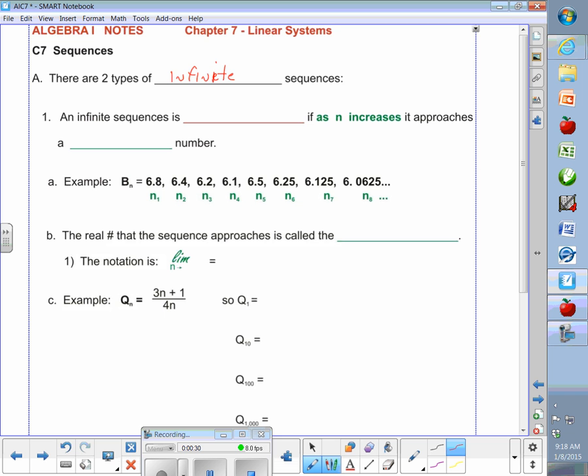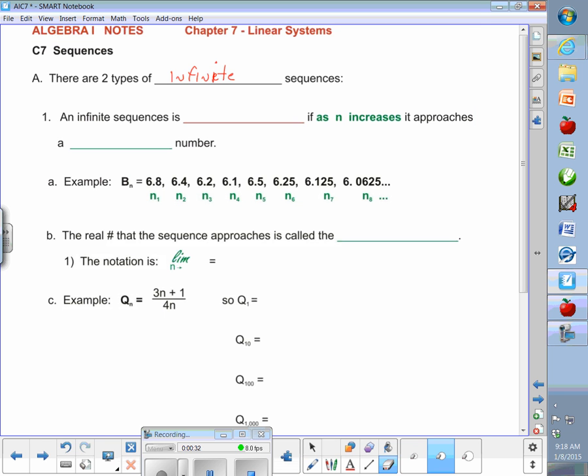That's an I right there, right? Two types of infinite sequences. All right, so the first one is what's called a convergent sequence. C-O-N-V-E-R-G-E-N-T, a convergent sequence.